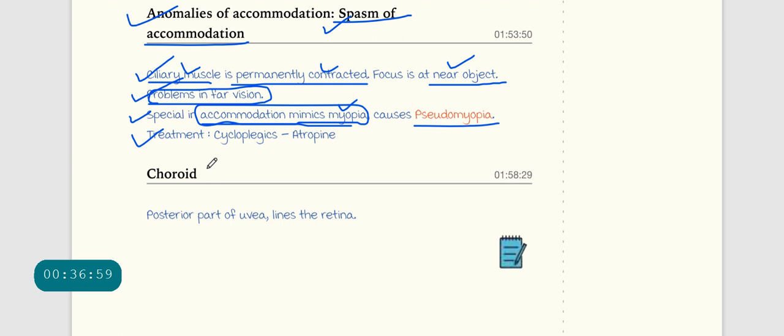Very simple. Now the next layer we are going to discuss is the choroid. Basically the choroid is the posterior part of the uvea, and it lines the retina. Very easy. So that was all about the anatomy of the outermost layer. Now in the next session we are going to discuss the innermost layer.